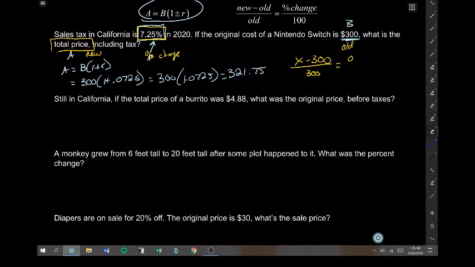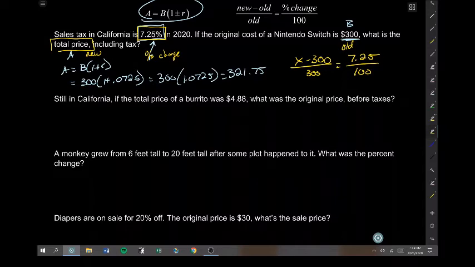It's 7.25, and that I don't convert to a decimal because it's already divided by 100. This divided by 100 is doing the percent work for us. Okay, so don't convert to a decimal, just divide it by 100 when you're doing the percent change proportion. That's a big difference. This one has a decimal over here, this one has a percent. And I get it's confusing because the percent has a decimal symbol in it, but understand it's a percentage.